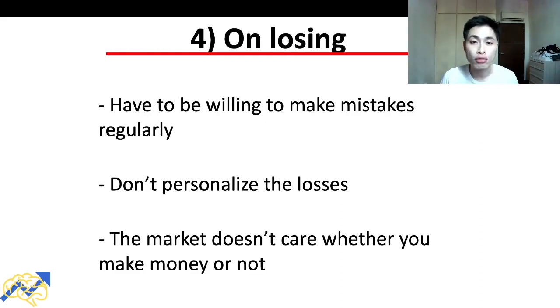The fourth lesson is on losing. In the stock market, we are bound to always make mistakes because there are always new things to learn. Losing in the stock market will be a constant affair. And this is what Bruce Kovner has to say on losing. He mentions that we have to be willing to make mistakes regularly and we shouldn't personalize the losses, because there are investors and traders out there who believe that the market is going against them. Some sort of like a personal nemesis.